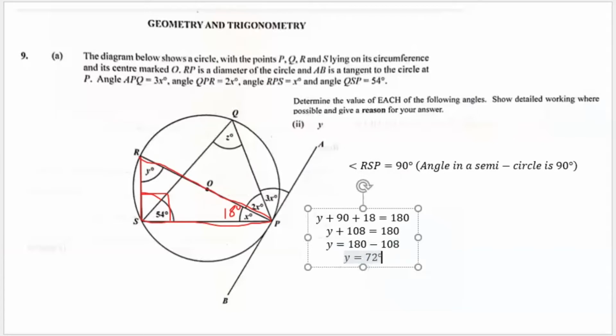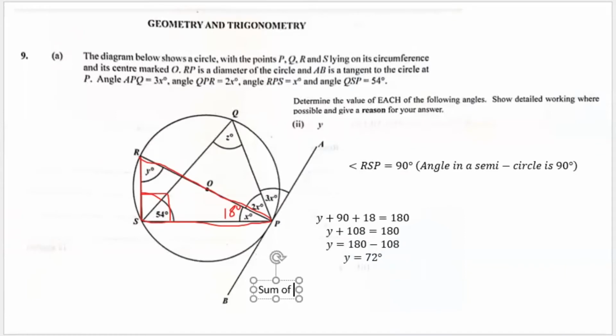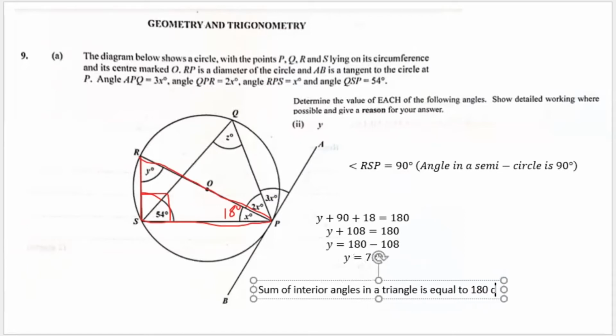And as we said, the reason that we're using is that the sum of interior angles in a triangle is equal to 180 degrees. So these are the two reasons that we use and the two workings.